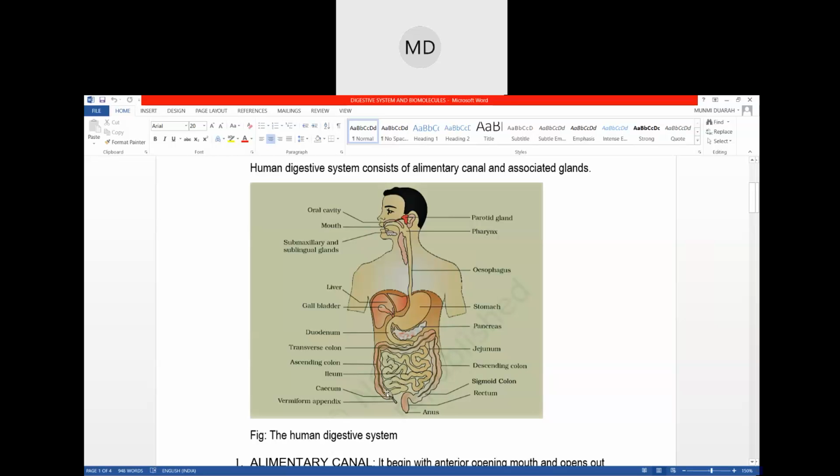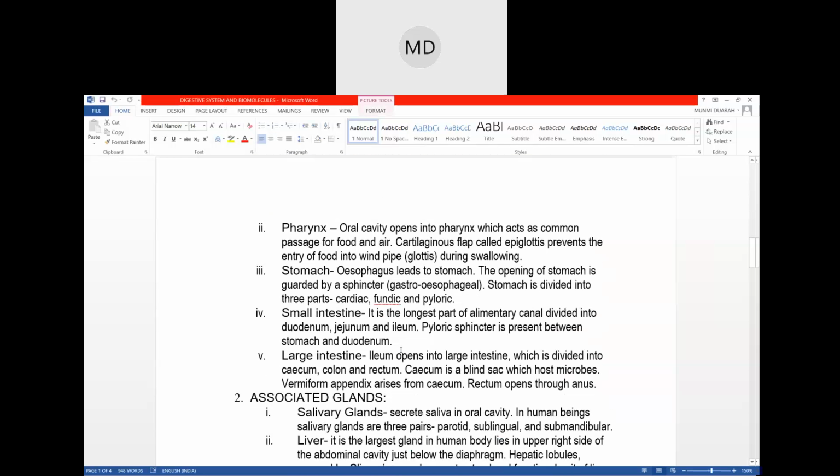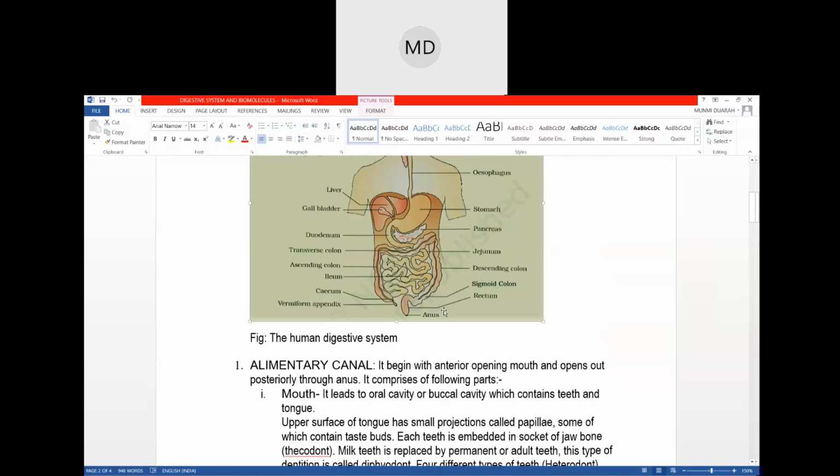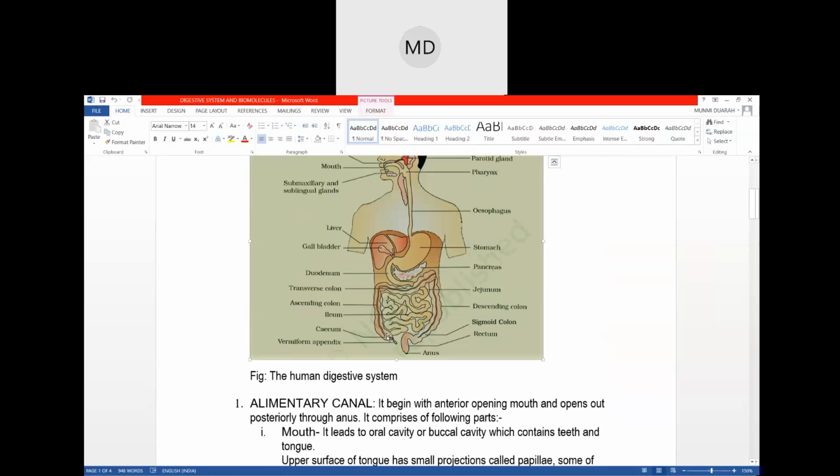Then the small intestine leads to the large intestine, and the large intestine is again divided into three parts. First is the cecum, it will start from here, right? Then the colon: ascending colon, transverse colon, descending colon. Second part is the colon, and third part is the rectum, where the excreta is stored.